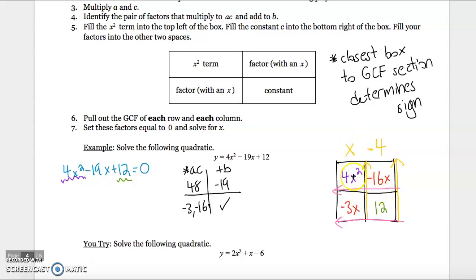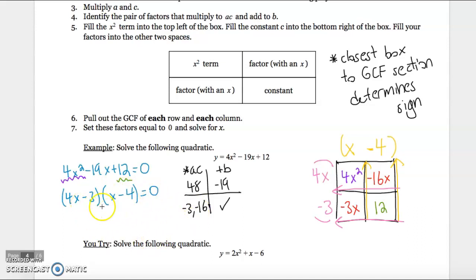Okay, so in this top row, I have 4x squared and negative 16x, so I believe I can pull a 4x out of there, and it's positive because this closest box is positive. And then between negative 3x and 12, I can pull out a negative 3, and it's negative because the closest box to it is negative. And so now I've found my factors. So back over here, this quadratic factors into 4x minus 3 and x minus 4.